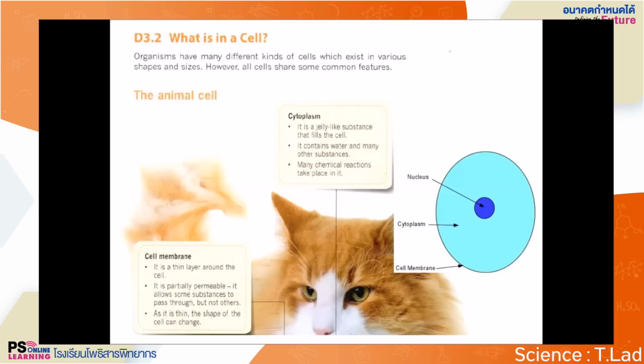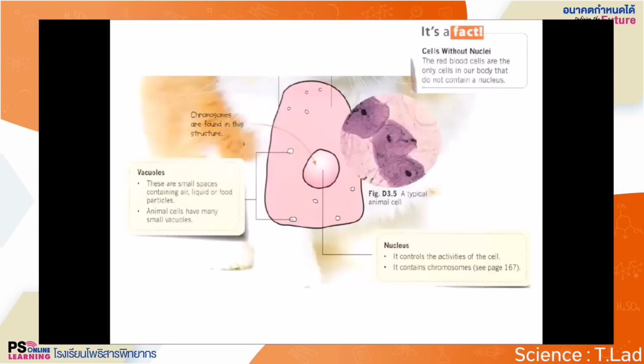So the basic structure of an animal cell has the cell membrane, the cytoplasm, vacuoles, which are many but small, and a nucleus. A nucleus contains chromosomes. But the red blood cells are the only cells in our body that do not contain a nucleus.